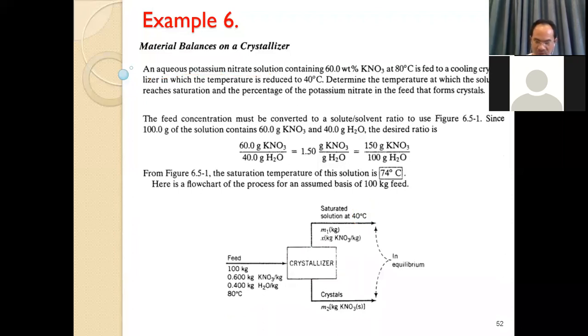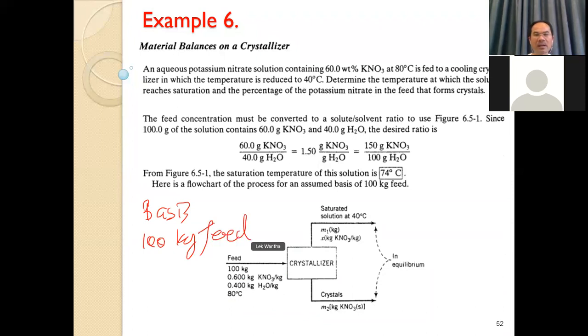From this case, we can draw the diagram. We have one unit operation, a crystallizer, and we have the feed. The feed contains 60% potassium nitrate and 40% water, that is 0.6 kilogram of potassium nitrate per kilogram total, and 0.4 water. It is a liquid phase at 80 Celsius. For this case, we use a basis of 100 kilograms of feed as the basis of calculation.